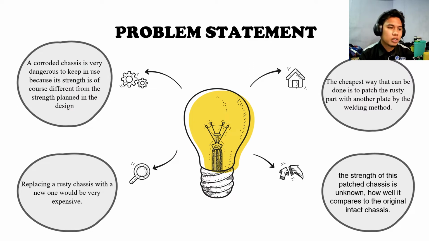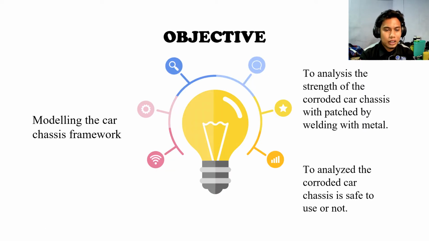Problem statement. The first problem is that a corroded chassis is very dangerous to keep in use because its strength is of course different from the strength planned in the design. Second, replacing a rusty chassis with a new one would be very expensive. So, the cheapest way is to patch the rusty part with another plate by the welding method. And the strength of this patched chassis is unknown, so how well is it compared to the original chassis?